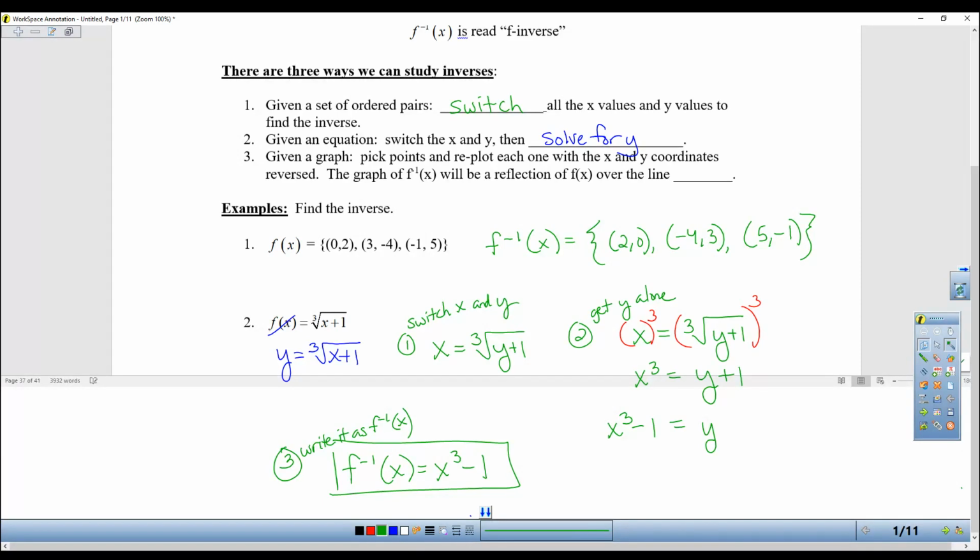The third way that we're going to be studying inverses is if we're given a graph. Then you can just pick points and replot each one of them with the x and the y, again, switched. The graph of f inverse will be a reflection over the line y is equal to x. So if you draw that as a dashed line, then you can check your work. So I highly recommend that you draw it. And now we'll do one of those examples.